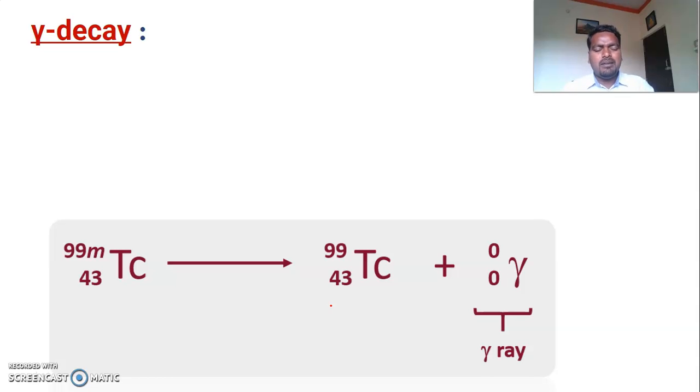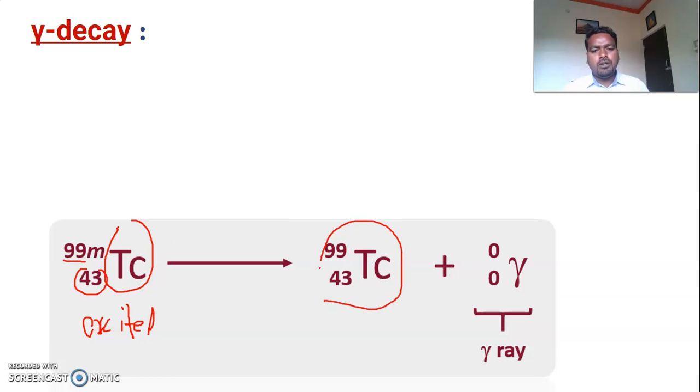So gamma decay means, you just observe the element technetium with atomic number 43 and mass number 99. It is in an excited state. This is also unstable, in a highly energetic state. So it becomes stable and comes to the ground state by emitting some radiation of high energy. That is gamma radiation.